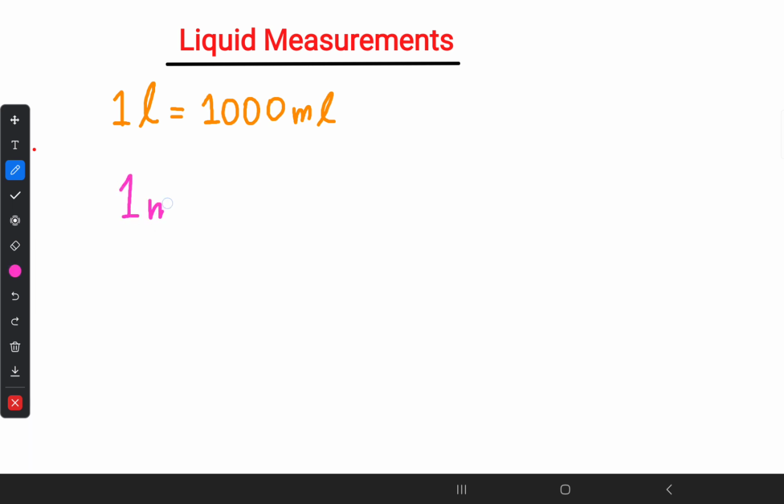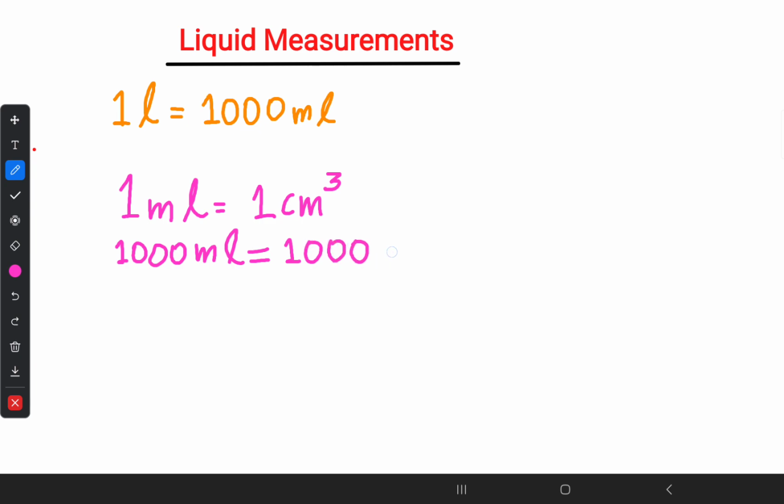Next one, 1 milliliter equals 1 cubic centimeter. Similarly, when you get 1000 milliliters, since 1 milliliter equals 1 cubic centimeter, that means 1000 milliliters should be exactly 1000 cubic centimeters.